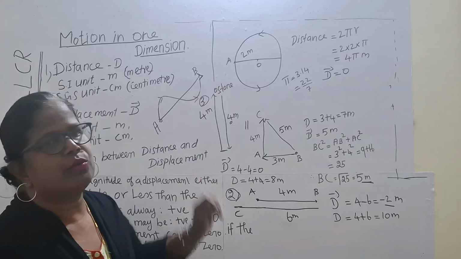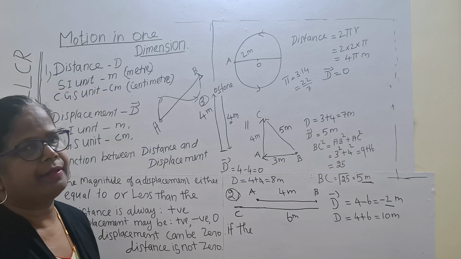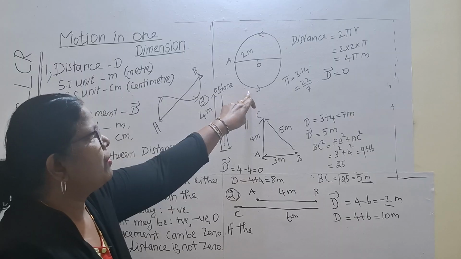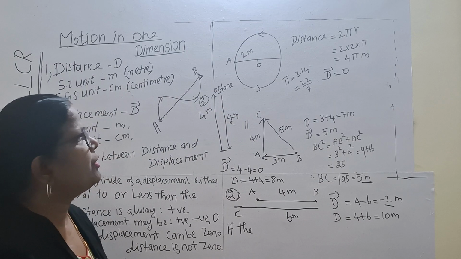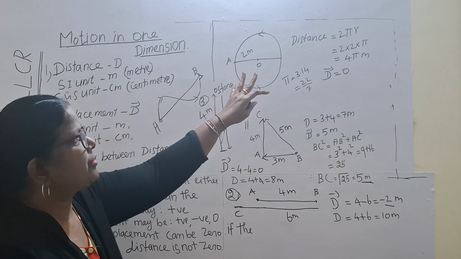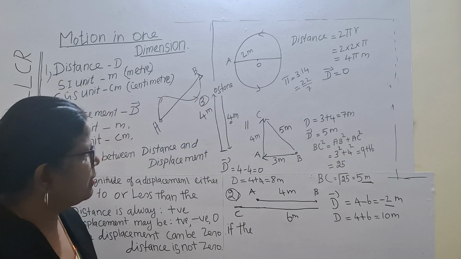Look at these two cases, this case and this case. The body is moving in a circular path, a complete circle. Here also displacement will be 0, and distance is actually 2 pi r. Another example.